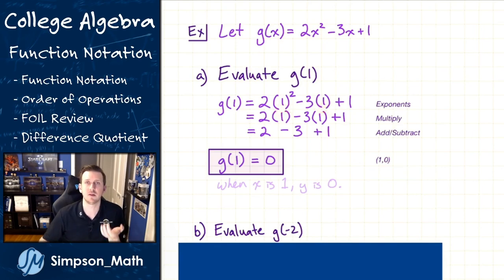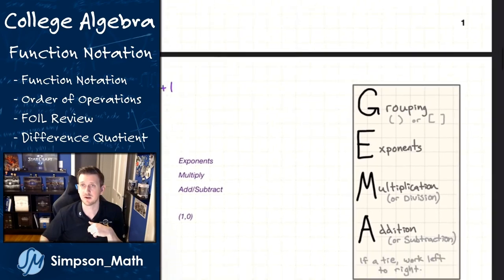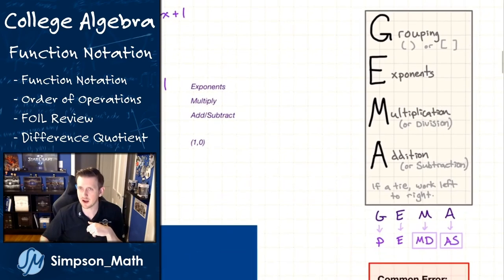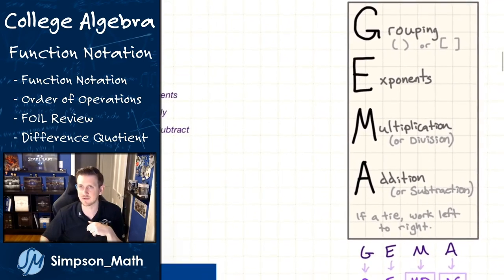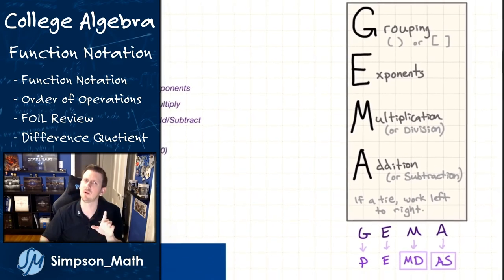Now let's talk about the order of simplifying this. We call this the order of operations. So over here on the side, I have this thing that I refer to as gimma. You might be like, whoa, Mr.